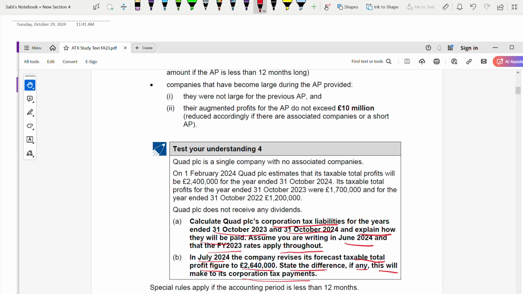Okay. So this is a single company, no associated companies. On 1st Feb 2024, estimated TTP will be 2.4 million for the year ended 31st October 2024. Its TTP for the year ended 31st October 2023 was 1.7 and for the year ended 31st October 2022 was 1.2.